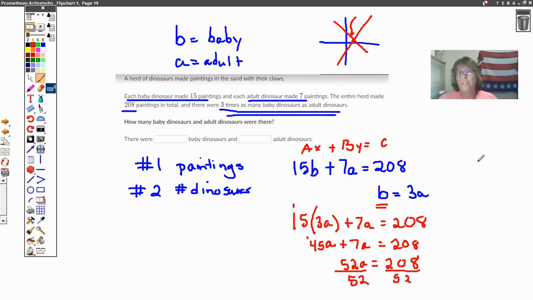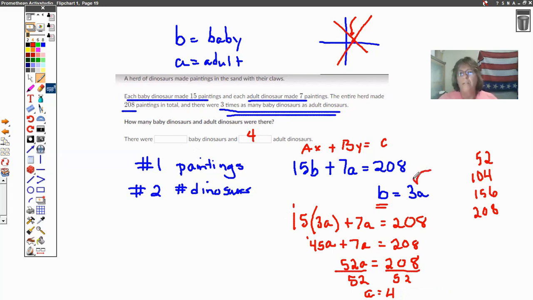And of course, if you just do a series of numbers here, you get 52, and then you get 104, and then you get 156, and you get 208. And so you see that 208 divided by 52 is 1, 2, 3, 4. So we know that there are 4 adults, okay? So it wants to know how many adults, and now we know there were 4 adult dinosaurs.